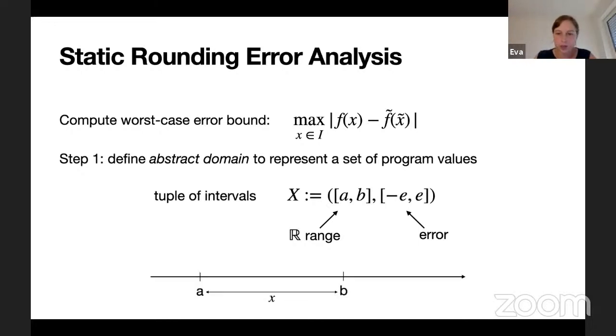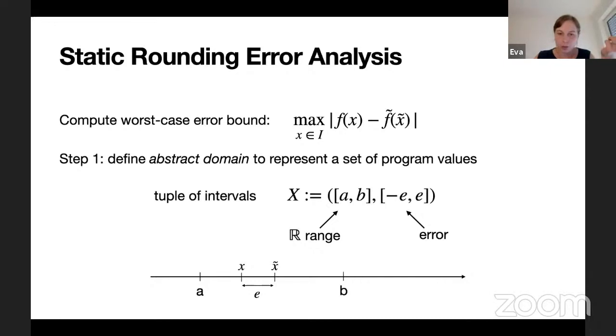So just to illustrate this, if we have a number line, the real valued value x is going to be guaranteed to be between a and b. And then what we're going to measure is the difference between some value x and its floating point version that we would actually compute in a program. And what we want to compute is the maximum distance that the floating point or finite precision version of x could have to its ideal value.